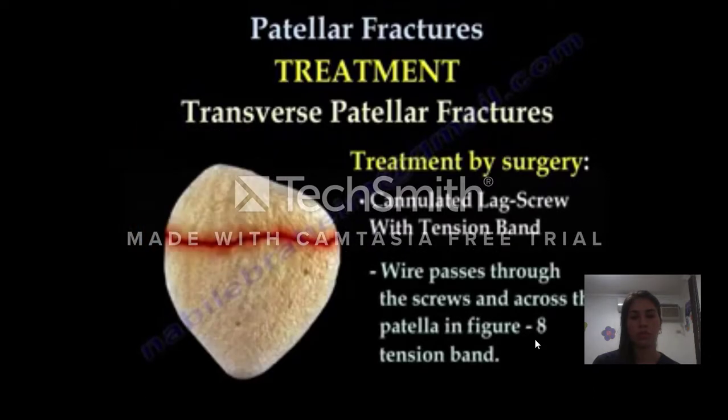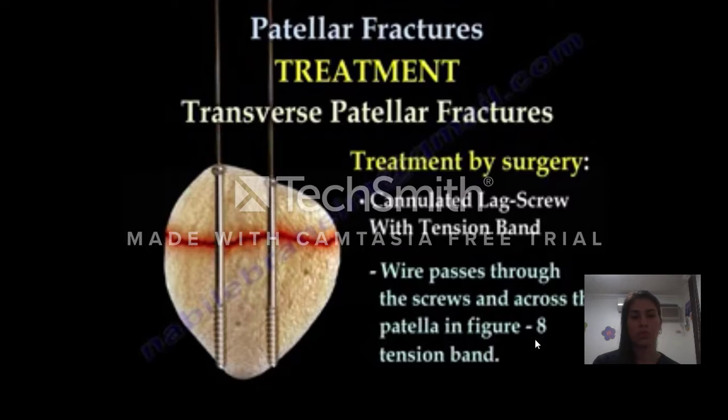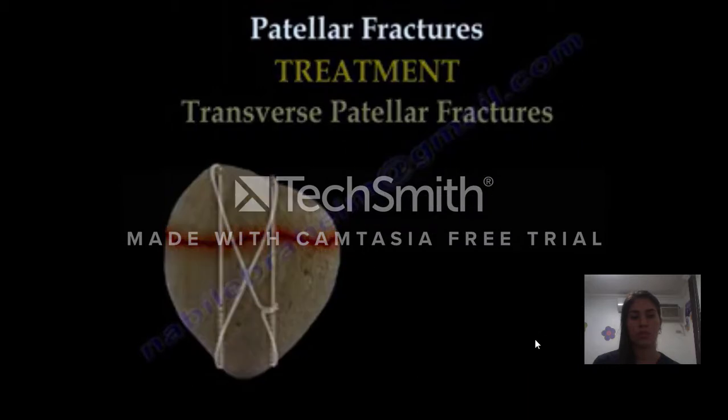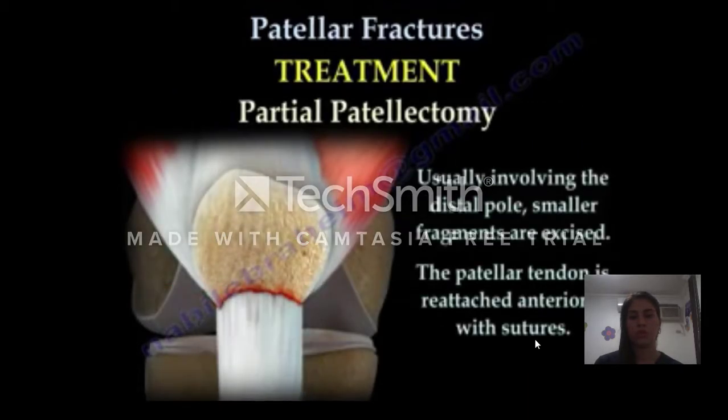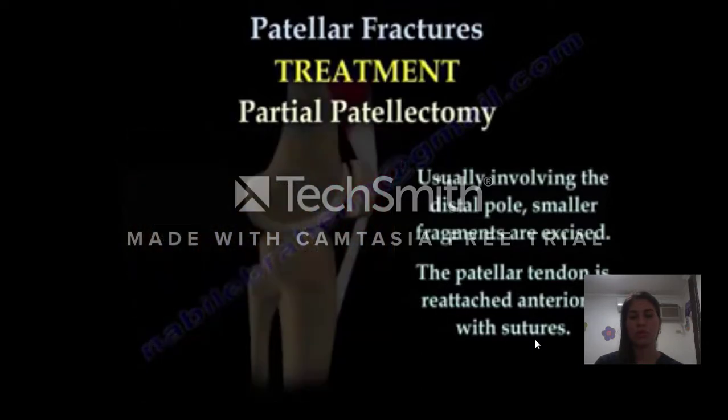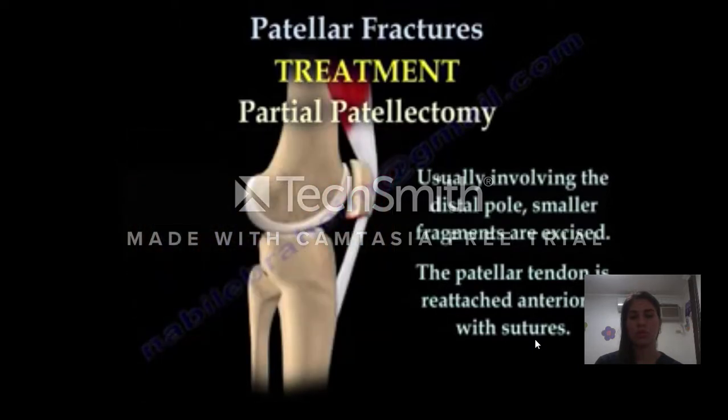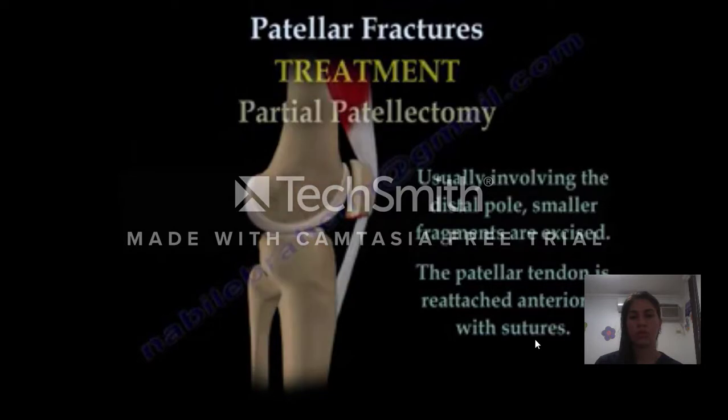The other technique is cannulated lag screw with tension band. The wire passes through the screws and crosses the patella in a figure 8 tension band. Partial patellectomy. It usually involves the distal pole. Smaller fragments are usually excised. The patellar tendon is reattached anteriorly with sutures.